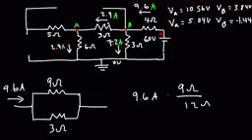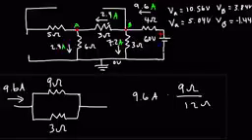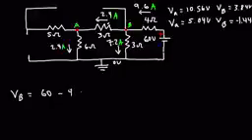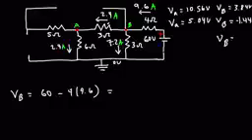So now we can calculate the potentials at point A and at point B. So to calculate the potential at point B, it's going to be the voltage of the battery, 60 volts, minus the voltage drop across the 4 ohm resistor. So that's 4 times 9.6. So the potential at point B is 21.6 volts.